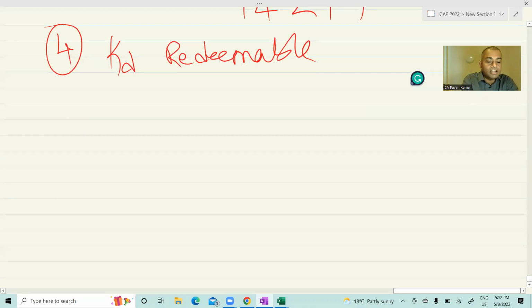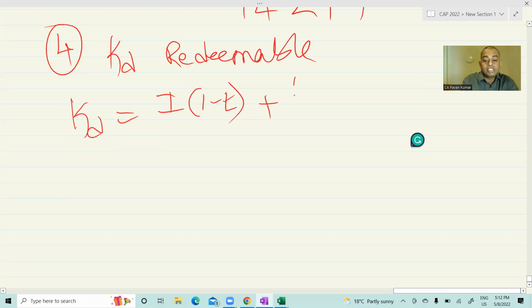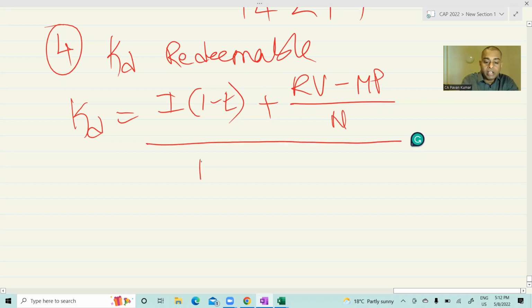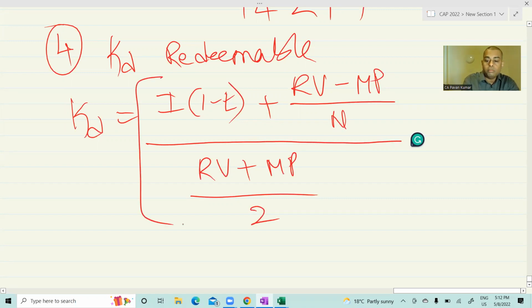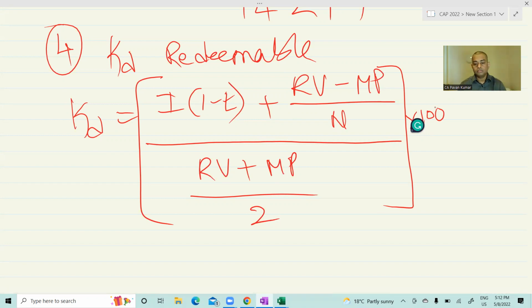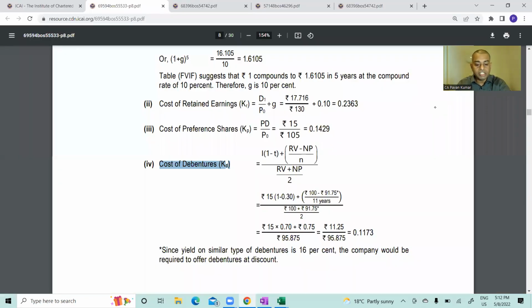So cost of debt redeemable is equal to KD is equal to I into 1 minus T plus redeemable value minus market price divided by number of years, whole divided by redeemable value plus, you can take issue proceeds or you can take market price divided by 2, whole multiplied by 100. This is the formula. So you have seen this formula before, all of you? Very good. So put the numbers in this and tell me. So market price of debenture is given.